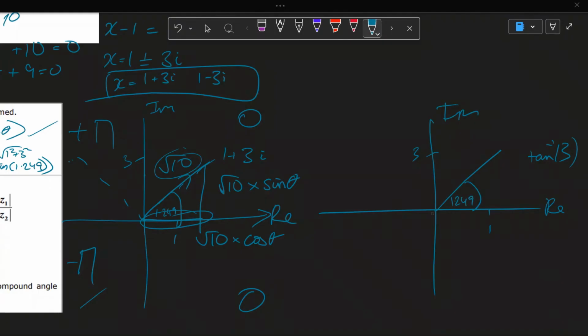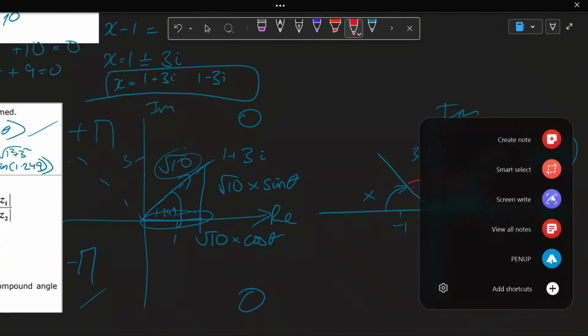What if we looked at it on this quadrant? Say if we had minus 1 this time, and 3i, then our angle wouldn't work. It wouldn't be 1.249, because then the angle would be from the negative real axis. So it's not this angle that we want, it's this angle, right?